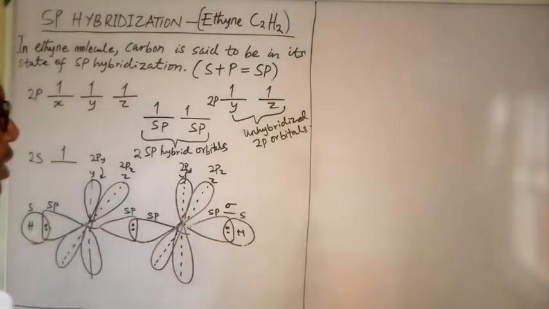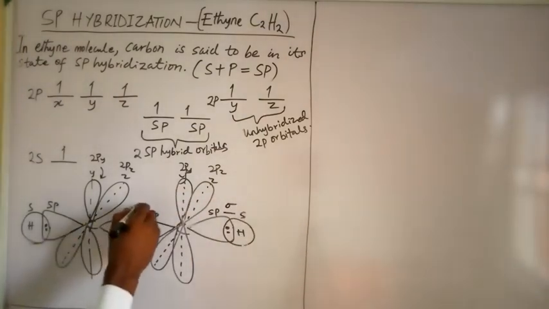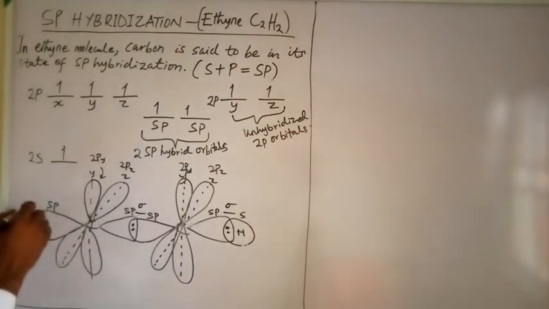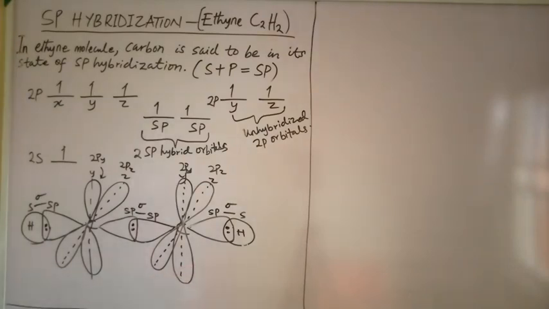overlap. So this is definitely a sigma bond, and you have an sp to an sp, this is a sigma bond. You have an s to an sp, this is a sigma bond. So we have shown you 3 sigma bonds.